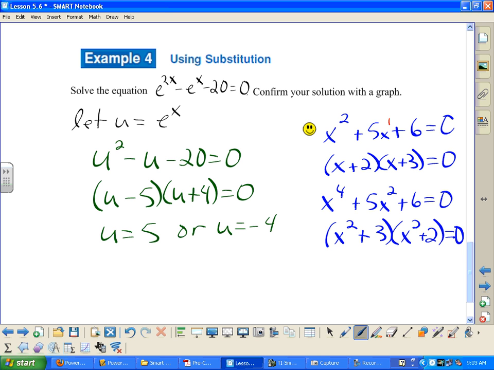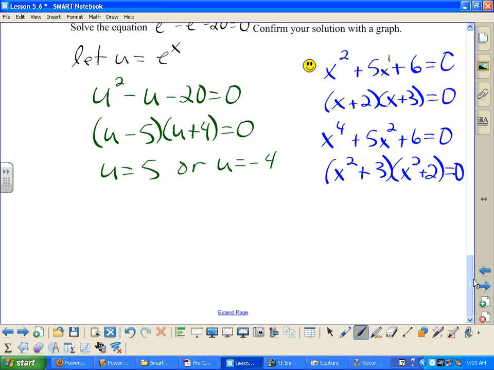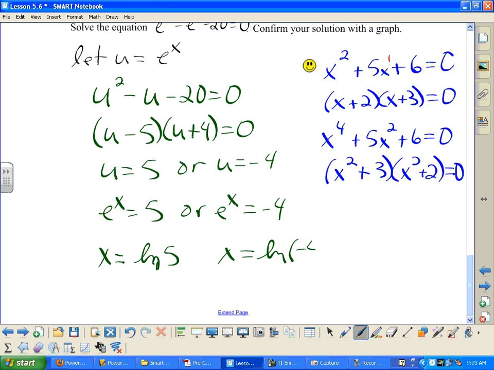And then once I get to this point here, I'll substitute my original part back in. So we have e to the x equals 5 or e to the x equals negative 4. Now then, to solve this equation, we just need to take the natural log. So x would equal the natural log of 5, and x would equal the natural log of negative 4.